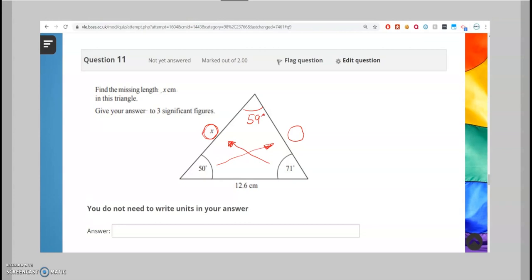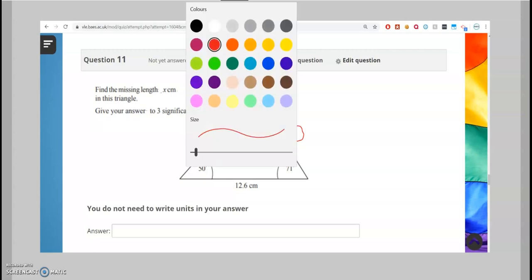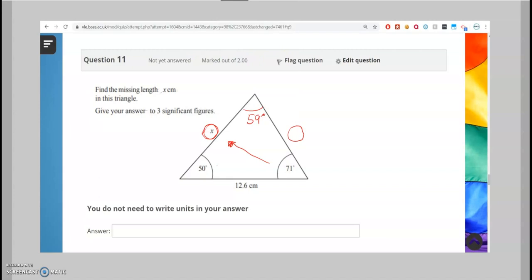In this way, we have 2 sets of angles and lengths opposite them. So we have this one, the 71, and x opposite it. But we also now have the 59 and the 12.6.